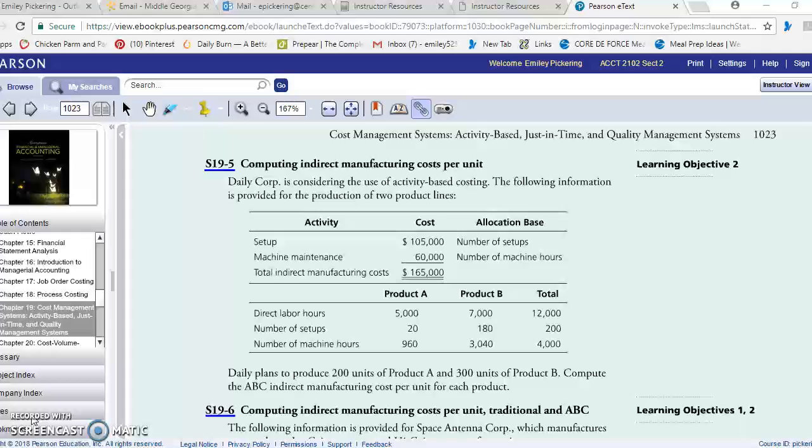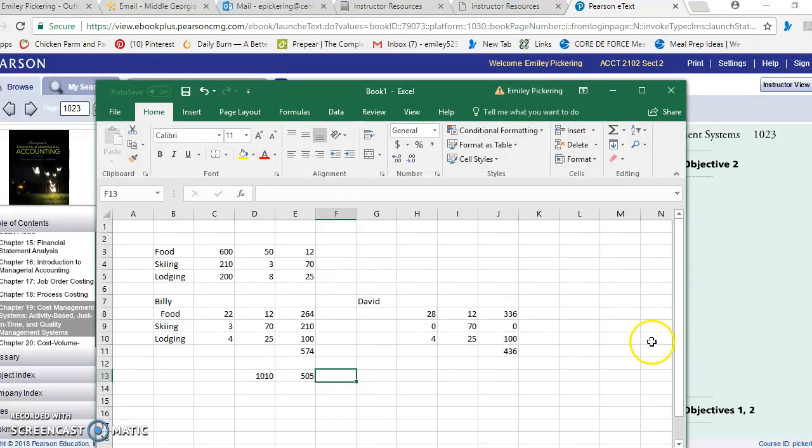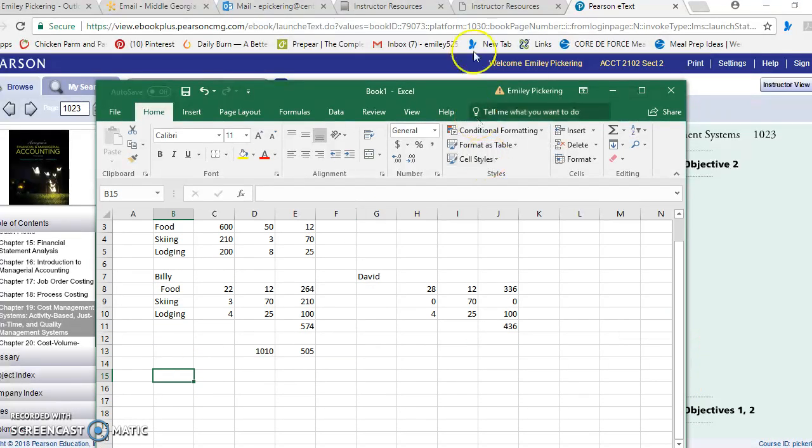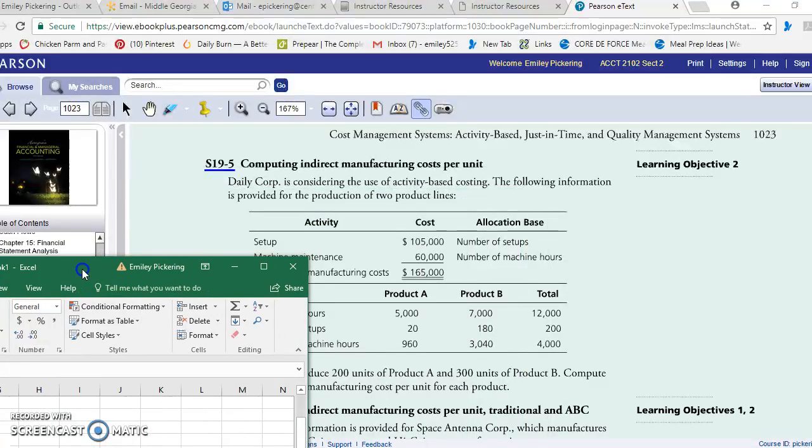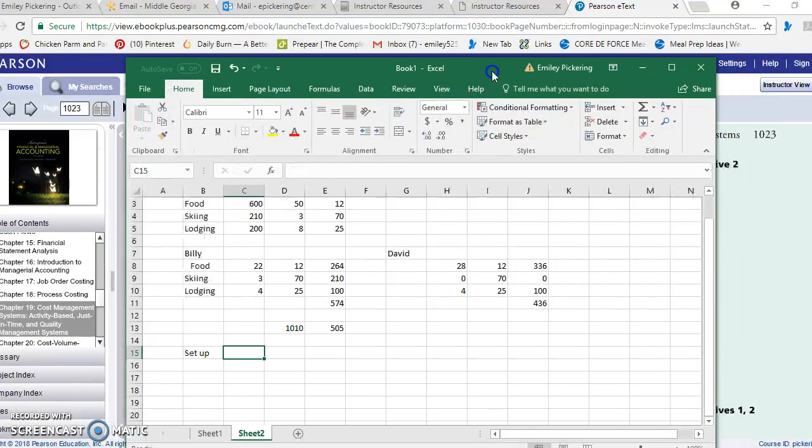So let's do another one, and this is 19-5. Similar concept. We have the setup costs, and then we have the maintenance and the indirect manufacturing costs. They're going to produce 200 units of product A and 300 units of product B. Let's go ahead and figure out what our costs are going to be using activity-based costing. So we have setups, and the cost of our setups here is $105,000.